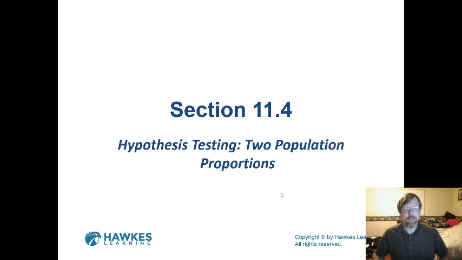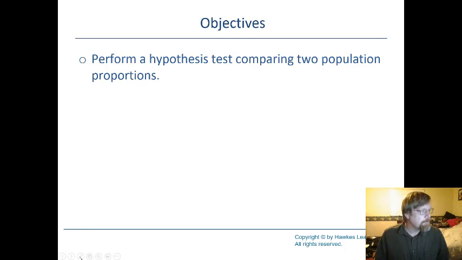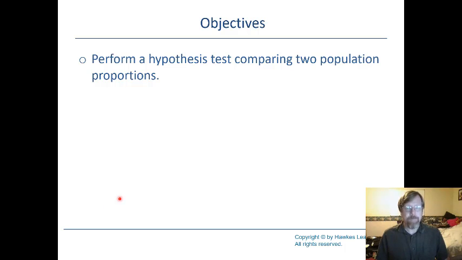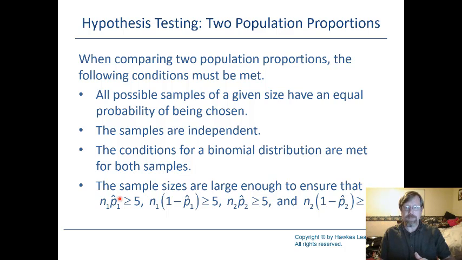Okay, we're going to talk about the last section of Chapter 11 that we're doing, hypothesis testing with two population proportions. We've got the correct objectives this time. Form a hypothesis test comparing two population proportions. And we have some criteria that have to be met in order to do this.